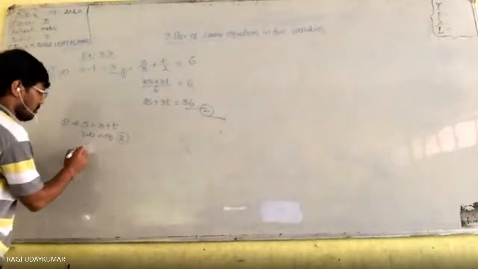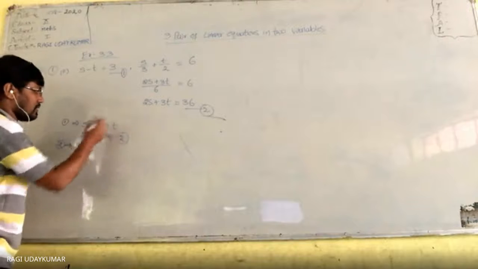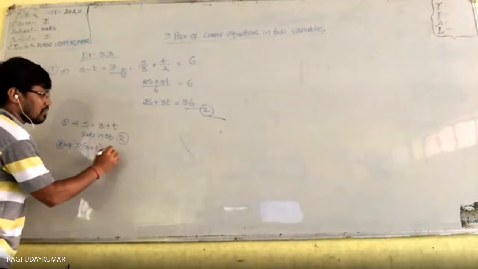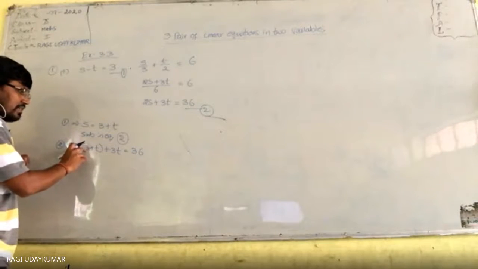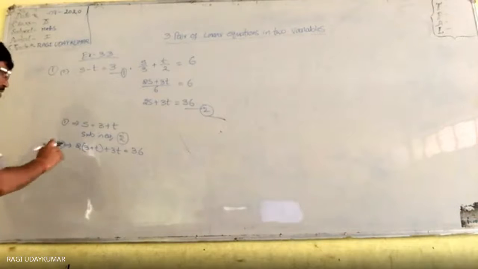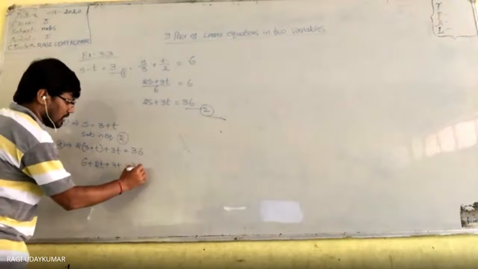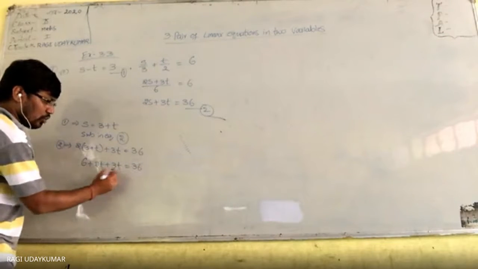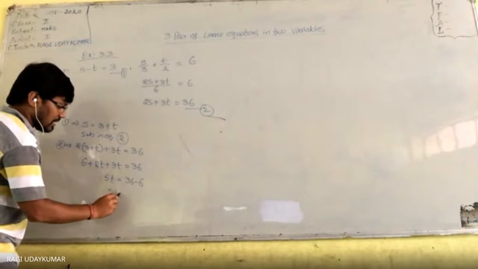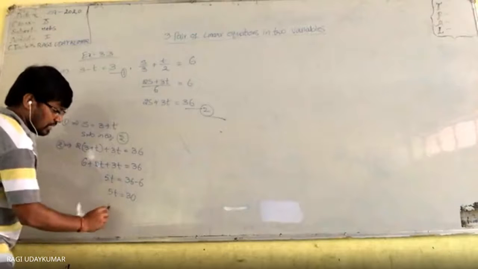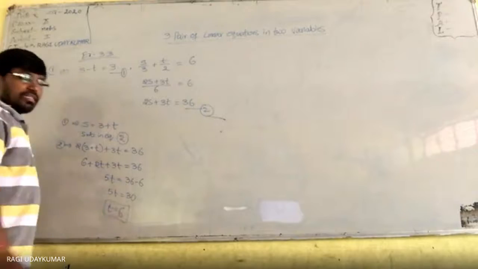The second equation changes into 2 into (3 plus t) plus 3t is equal to 36. We are substituting, that's why we call it the substitution method. Then you will get 6 plus 2t plus 3t is equal to 36. Take 6 to the other side and add: 5t is equal to 36 minus 6, so 5t is equal to 30. So t is equal to 30 by 5, which is 6. t is equal to 6.